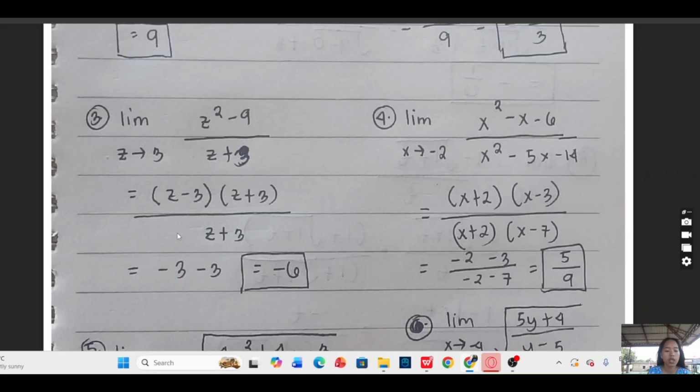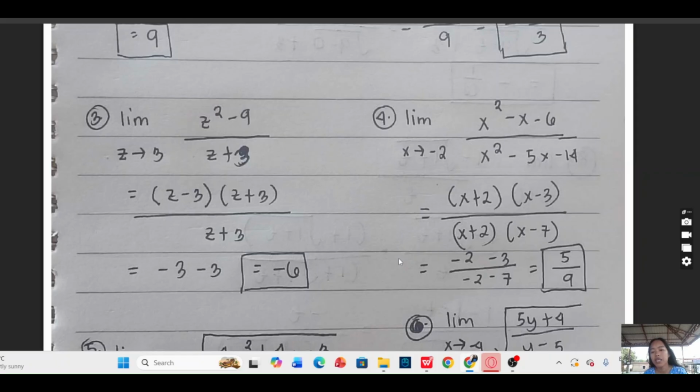So we substitute z with 3. So that is negative 3 minus 3, which is equal to negative 6. So next, we have number 4.